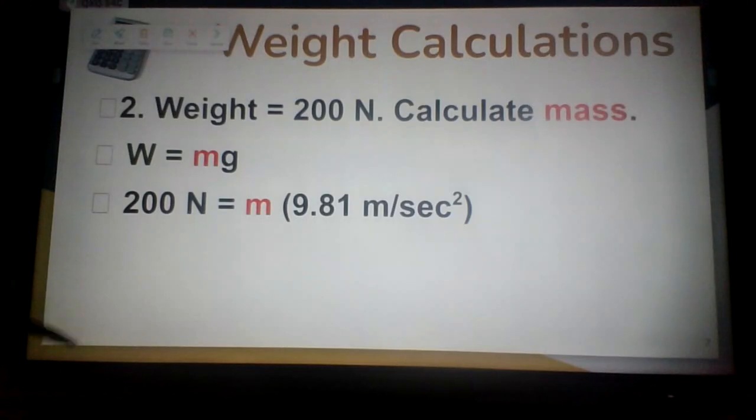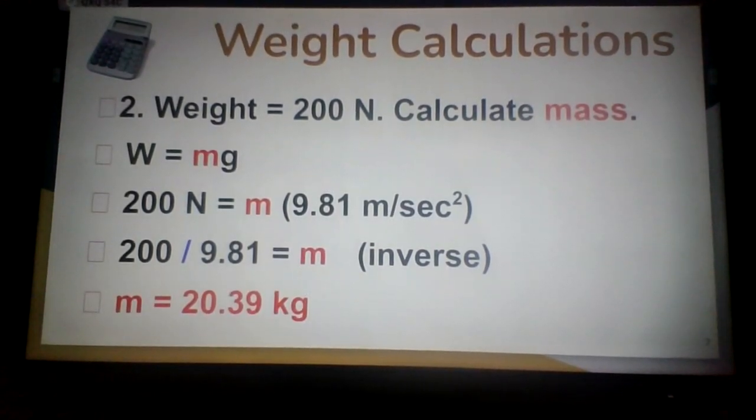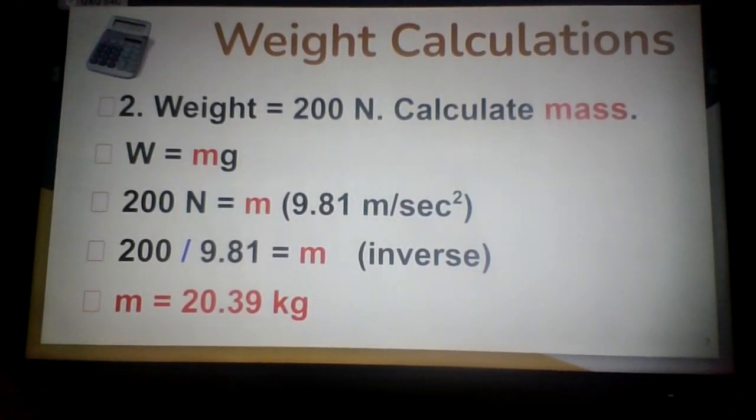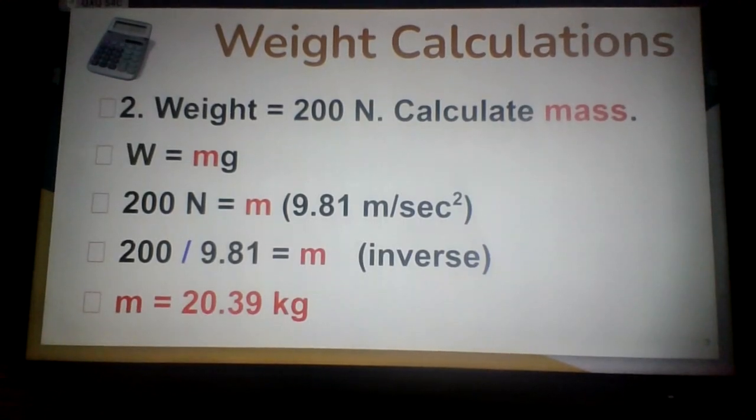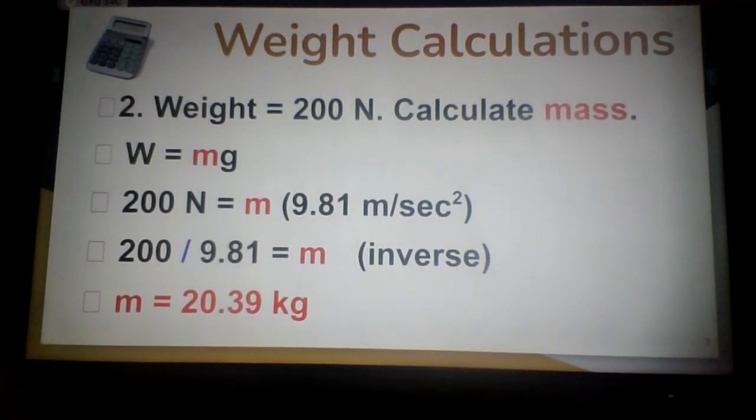Now let's do the real question. Let's divide by 9.81, which is the inverse operation because we already know the weight. And this comes out to be 20.39 kilograms, which is just a little bit above 20, like our estimate said. 200 divided by 10 is 20. 200 divided by a tiny bit less than 10 is a tiny bit more than 20. That's going to happen when we do division.